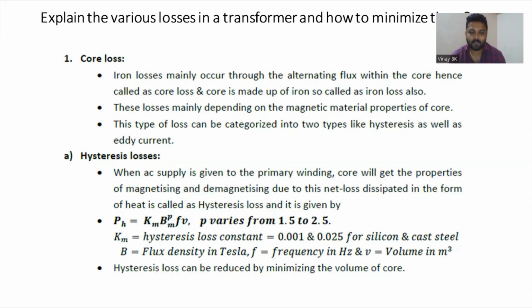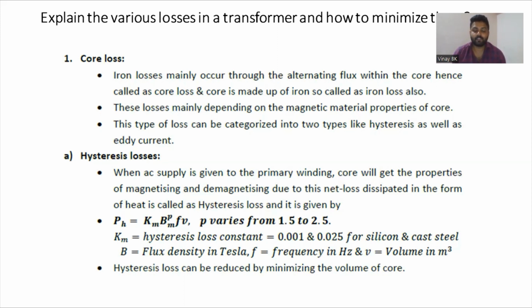At the same time, Kh is the hysteresis loss constant, which varies from 0.001 to 0.025 for silicon and cast steel. And you know that B is the flux density. Okay. And how can you reduce the hysteresis loss? With reference to this equation, you can observe.